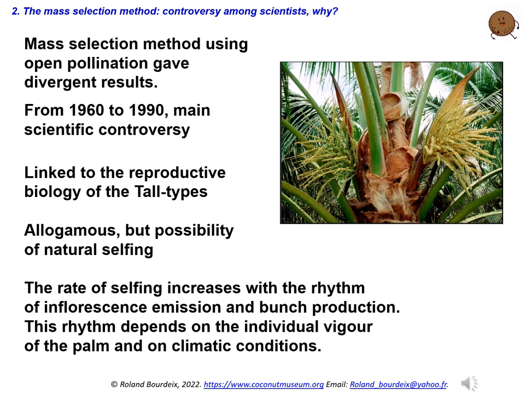The rhythm of inflorescence emission also strongly varies with seasons and so does the selfing rate. For instance, in certain countries, the rate of selfing can be almost zero in January, and more than 30% in May. So, if you want to select for increasing yield, and if you know your coconut palm well, harvest your seedlings at the time where inflorescences do not overlap, when the selfing rate is low.